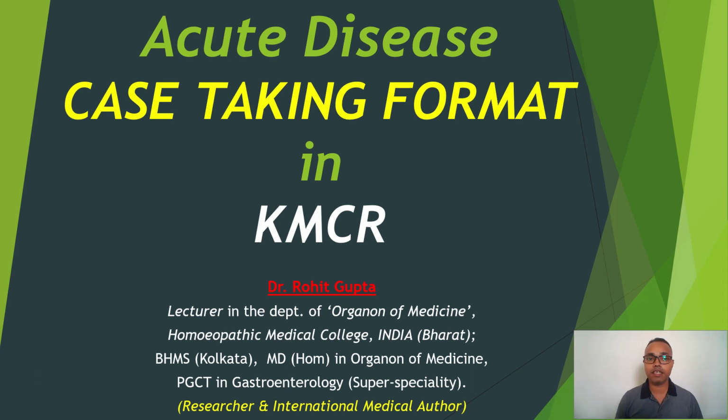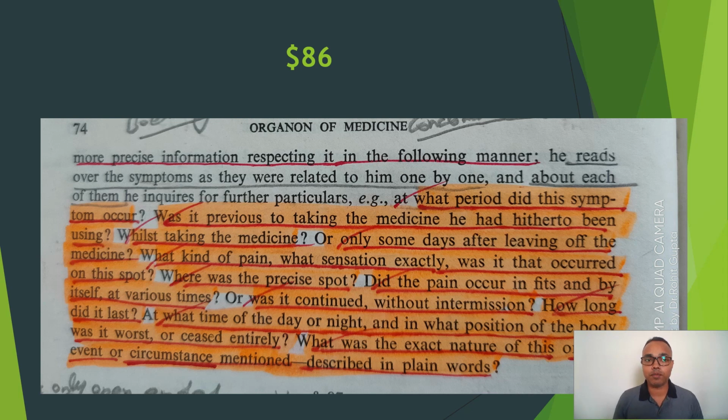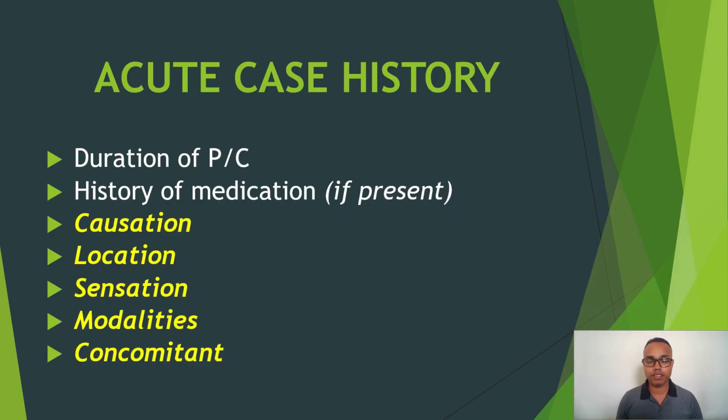Today I will share the case-taking format of acute diseases, which has been taken from the Organon of Medicine, and I will teach you how you can use it in KEYNOTES Modern and Classic Repertory. Then you will understand how this repertory is based on the method of Organon of Medicine. The complete case-taking format of acute diseases has been mentioned in aphorism 86 with 7 points.